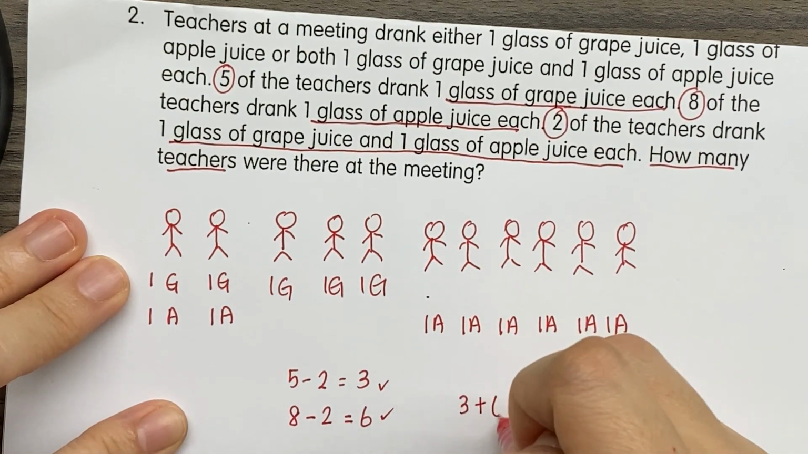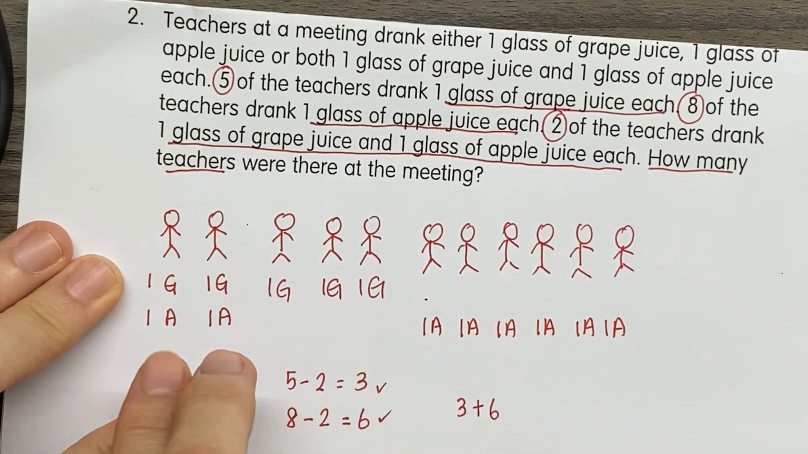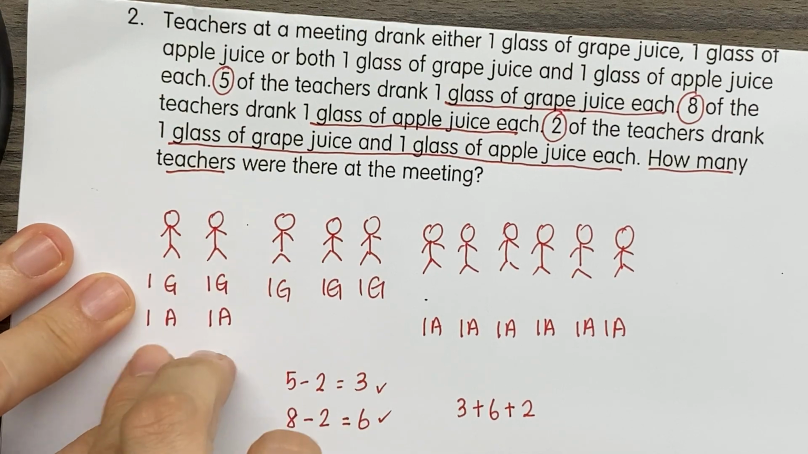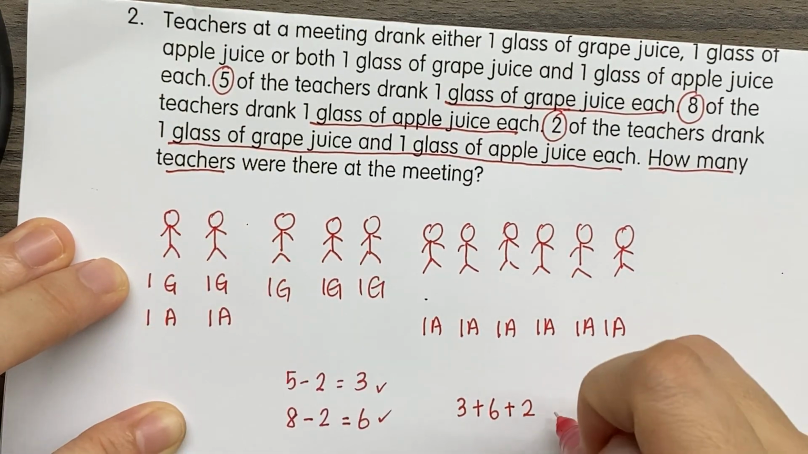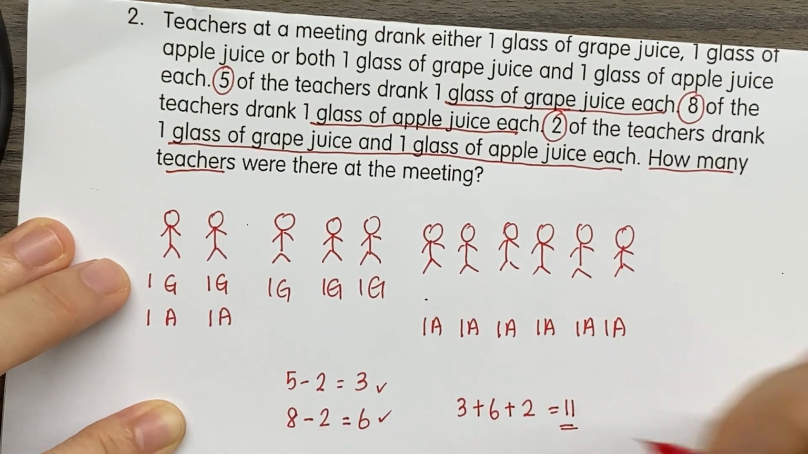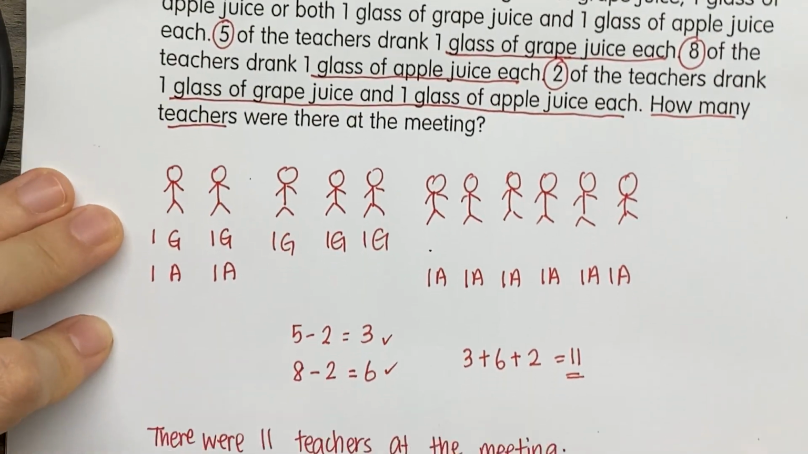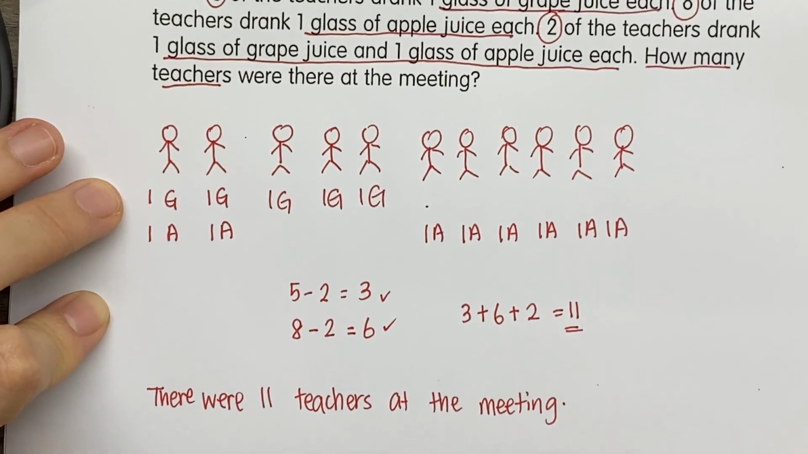3 plus 6 will be 3 over here and the 6 over here. But let's not forget there are 2 teachers over here that are drinking both of the 2 cups, 1 grape and 1 apple. So you will still get 11 in the end. So there were 11 teachers. Oh, I need to shift up. I'm so sorry. There were 11 teachers at the meeting.